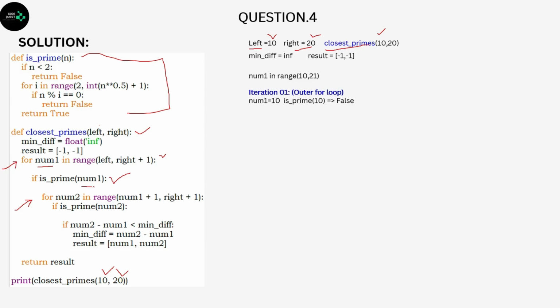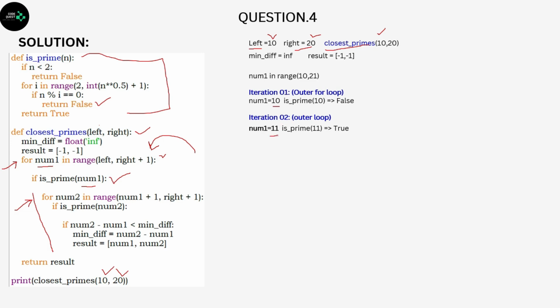So, what is the num1 value right now? 10. So, 10, is it a prime number? No. So, as the function is called, it is going to return, towards the end, what? False. Because num1 is holding 10. As a result, this inner loop is not going to execute right now. It is going to go up to the next iteration, that is iteration 2.